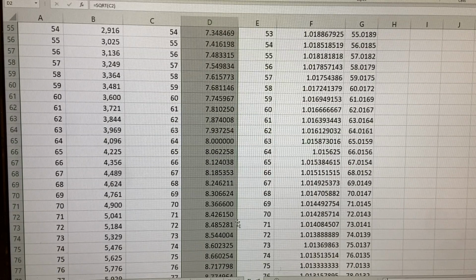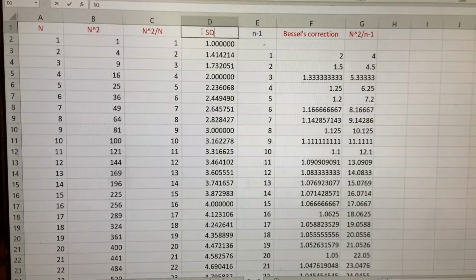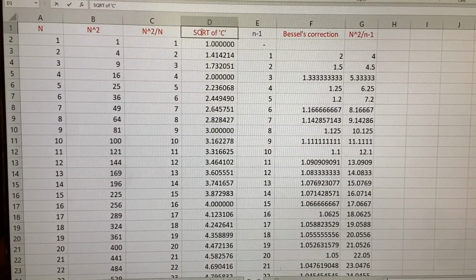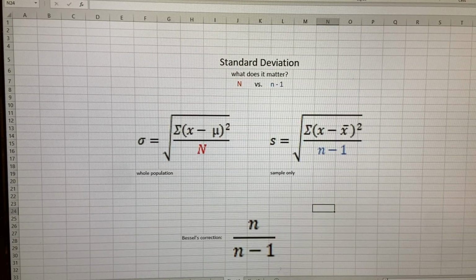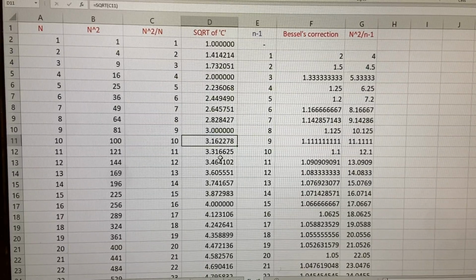There. So with the square root, I'm just gonna write square root here, SQRT of column C. Okay, so this is the square root of column C. So this is the actual finished standard deviation, the final calculation here, the final result for the whole population. If you have, say, 10 elements in the set, your standard deviation will be 3.16.